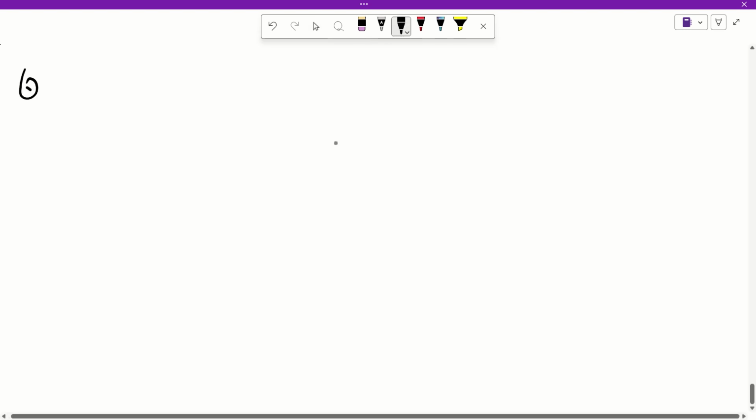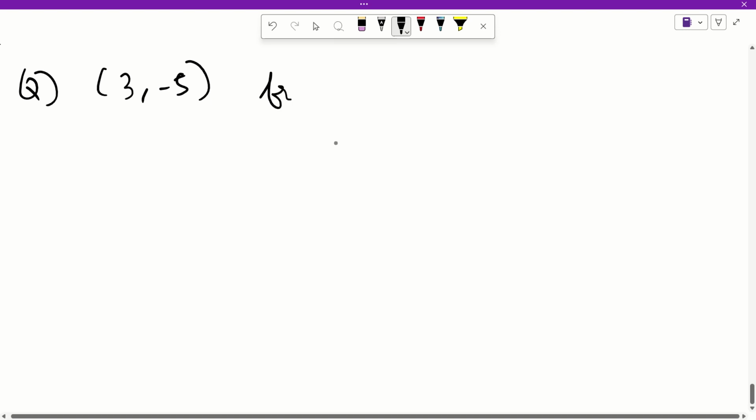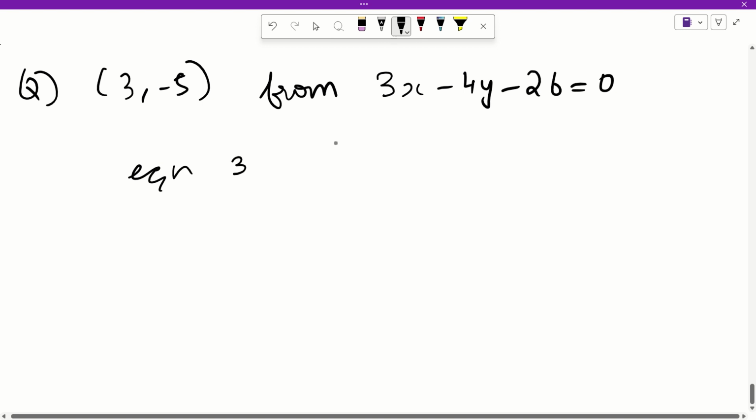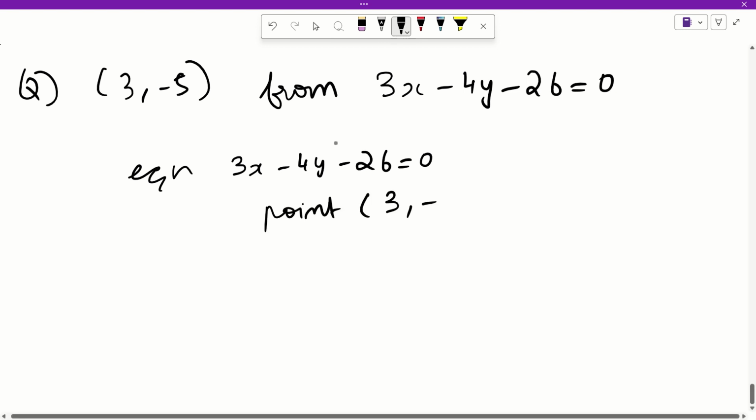Question: find the distance of the point 3 comma minus 5 from the line 3x minus 4y minus 26 equal to 0. Okay, the equation is given as 3x minus 4y minus 26 equal to 0. What is the point? The point is given as 3 comma minus 5.